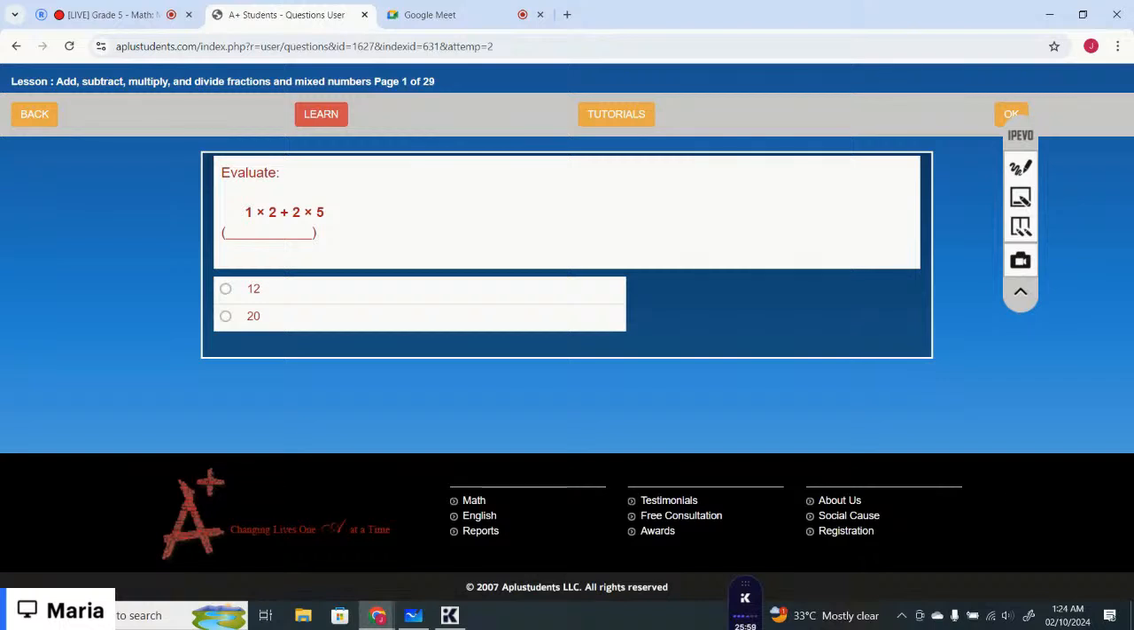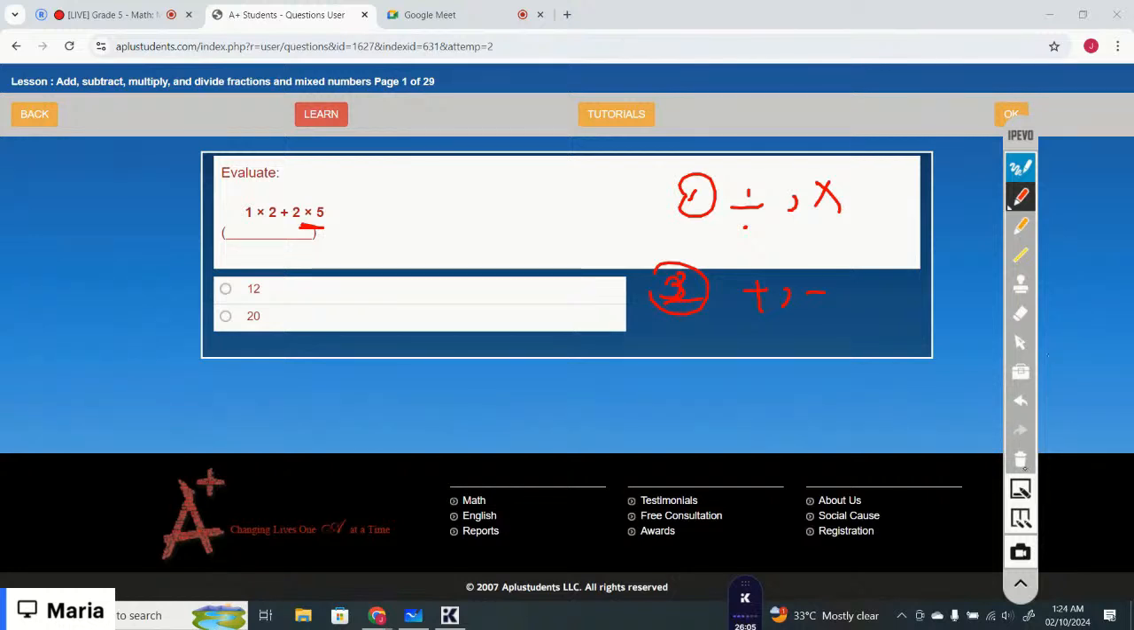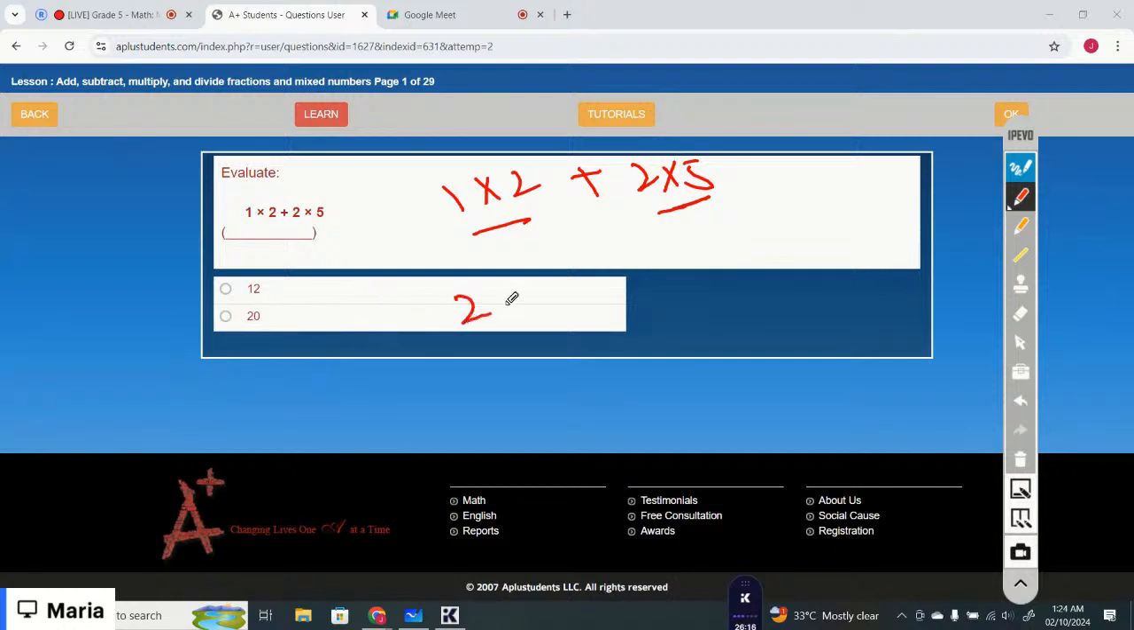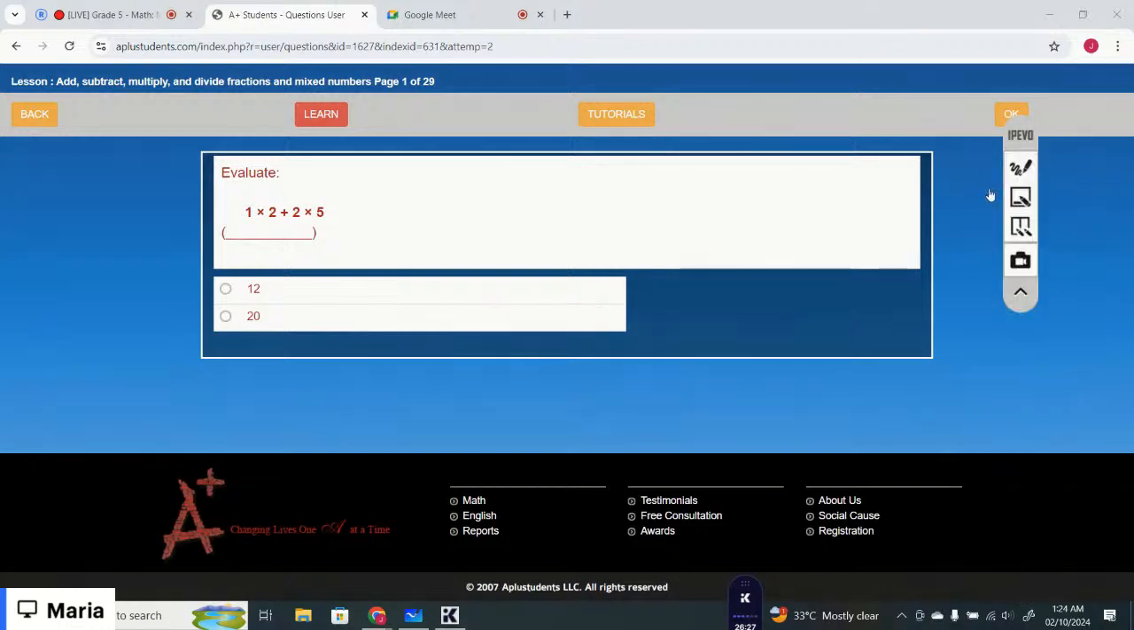so the first one is 1 times 2 plus 2 times 5, right? Going from left to right, you have multiplication and addition. Perform these multiplications first. They have the same priority, right? 2 times 1 is 2. 2 times 5 is 10. You need to add 10 plus 2 is 12. So the correct option is 12. Got it? Option number 1 is the correct option. That is 12.